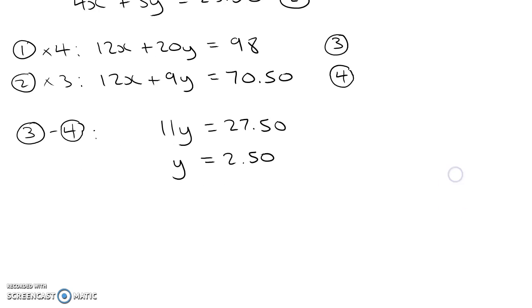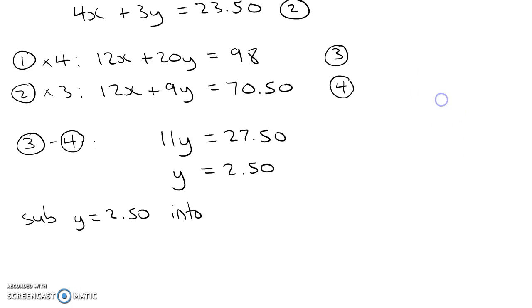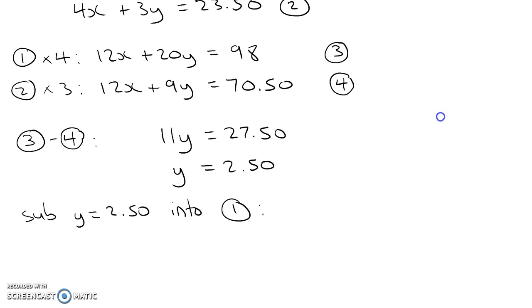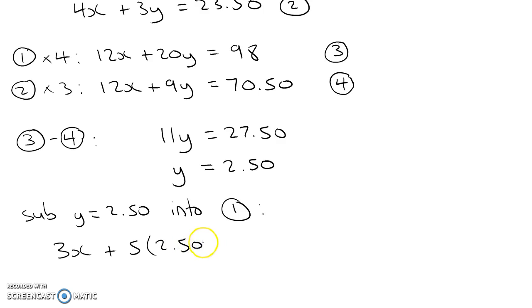2.50. Let's sub that in. Sub y equals 2.50, we can sub it into any of the equations. Let's sub it into equation 1. So we'll get 3x plus 5. Instead of y, we'll write 2.50. That's what we got for y, equals 24.50.